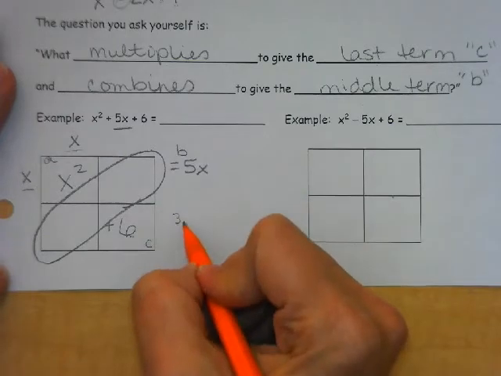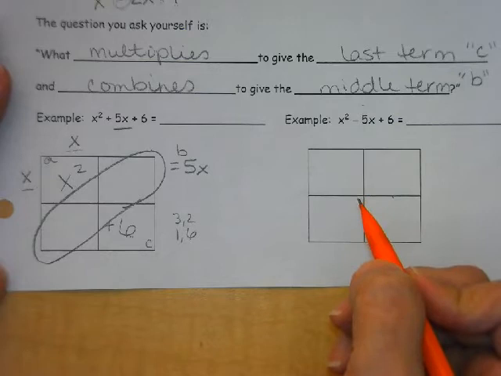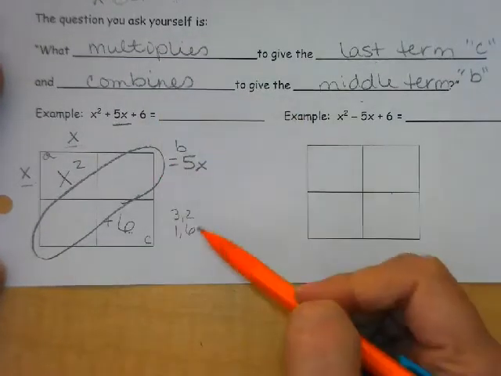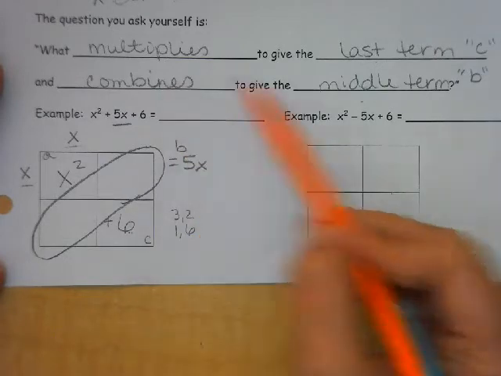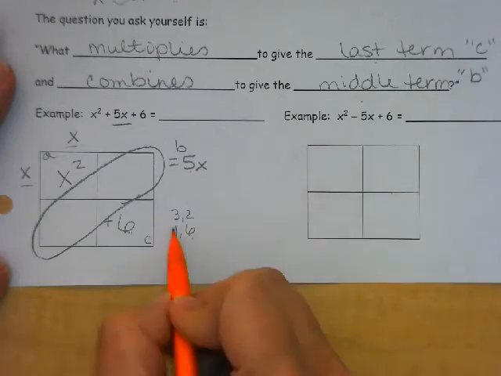We can have 3 and 2 and 1 and 6. Okay, so we have two options here. Well, how do we pick which one we want? Well, which of these sets will combine to give me B, which happens to be 5? The 3 and the 2.